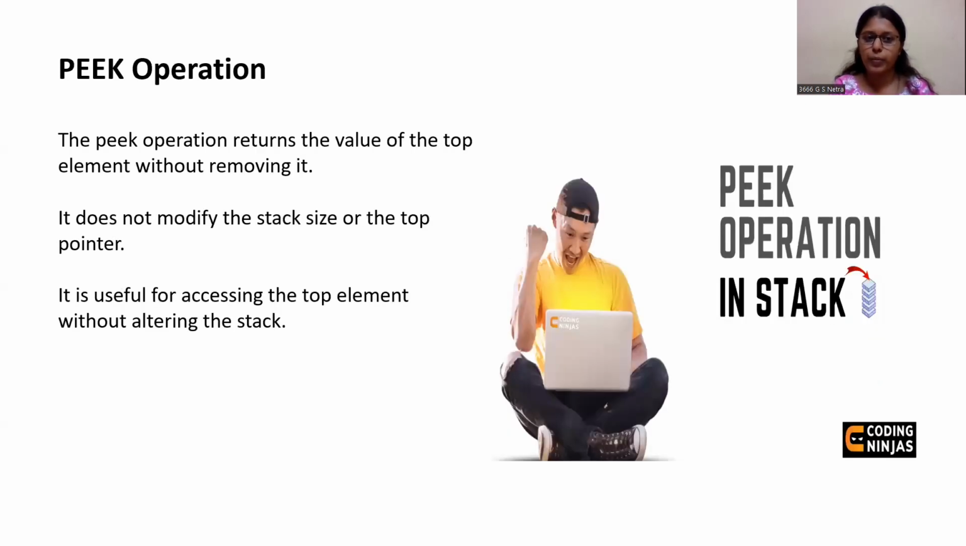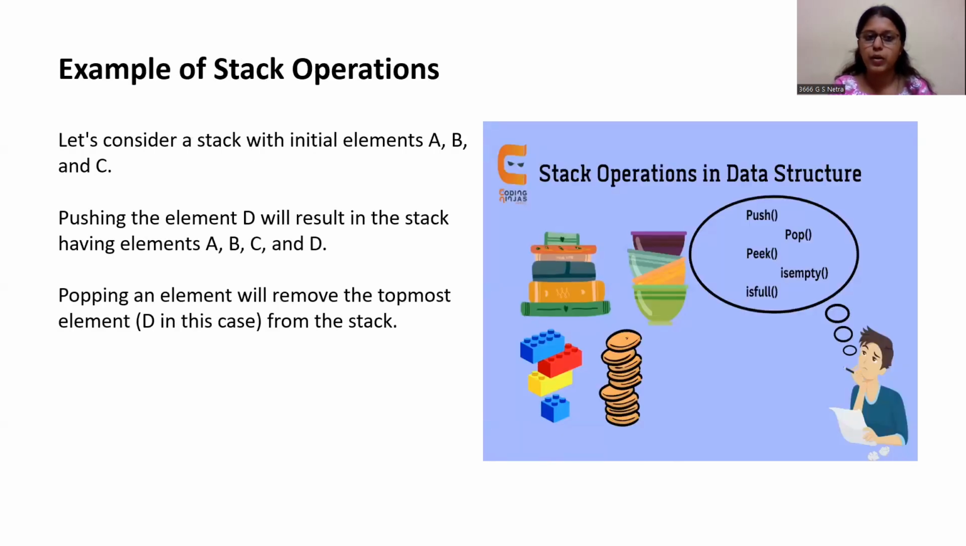Next, peek operation. The peek operation returns the value of the top element without removing it. It does not modify the stack size or the top pointer. It is useful for accessing the top element without altering the stack. Next, example of stack operation. Let us consider a stack with initial elements A, B, and C. Pushing the element D will result in the stack having the elements A, B, C, and D. Popping an element will remove the topmost element, D in this case, from the stack.